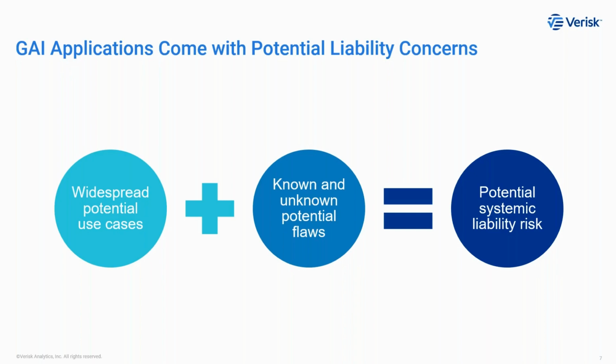So when you have these widespread possible uses combined with possibly flawed outcomes, that creates the potential for systemic liability risks, which means risks that could impact many companies across multiple industries. These risks have the potential to impact several different lines of business, including directors and officers' liability, professional liability or errors and omissions, employment practices liability, and even product liability. So I'm going to lay out some of those known potential flaws of GAI and then explain how some specific potential use cases could lead to liability risks. And then at the end, I'll cover some of the options that exist for mitigating these risks.